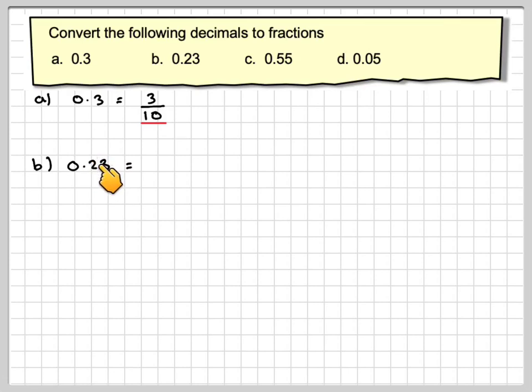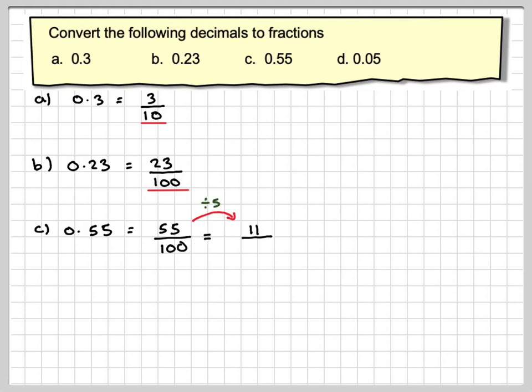0.23, again that will become 23, and if we've moved the decimal point 2 places that way, that will mean it will be out of 100. And 0.55, same idea, we can move it 2 places that way, so it becomes 55 out of 100. But this one cancels down. We can see that 5 goes into both 55 and 100. So dividing the numerator by 5, we get 11. Dividing the denominator by 5, we're going to get 20.